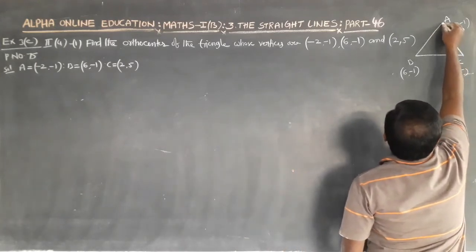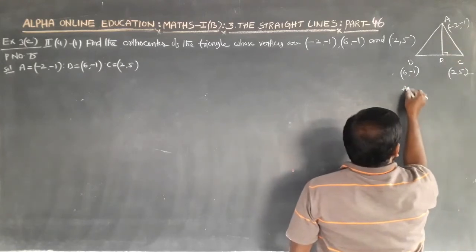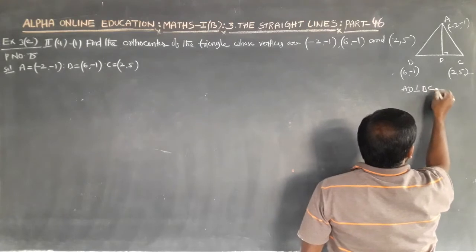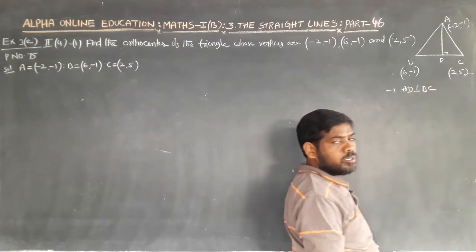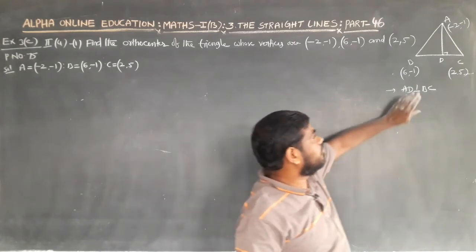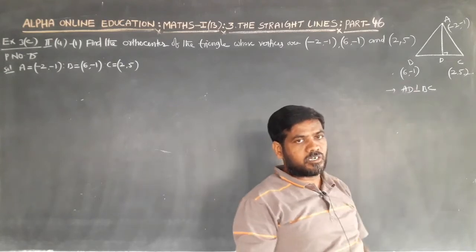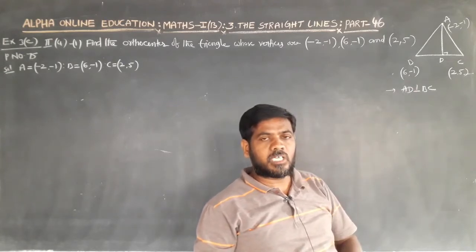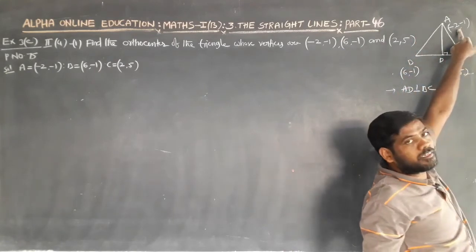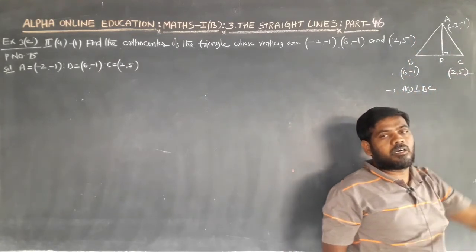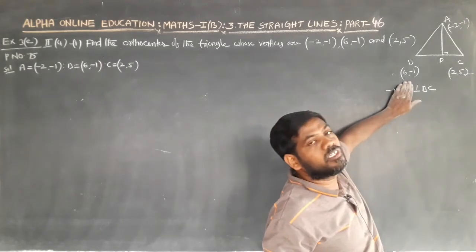This is the first altitude AD. Here AD is perpendicular to BC. Here first of all find the equation of AD, the first altitude. Equation of AD. Observe here a line is passing through the point A minus 2 comma minus 1. So first of all find the slope of AD.